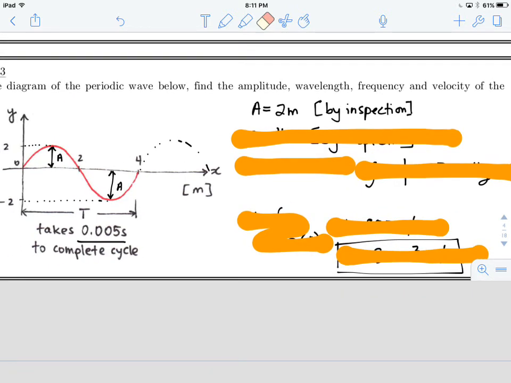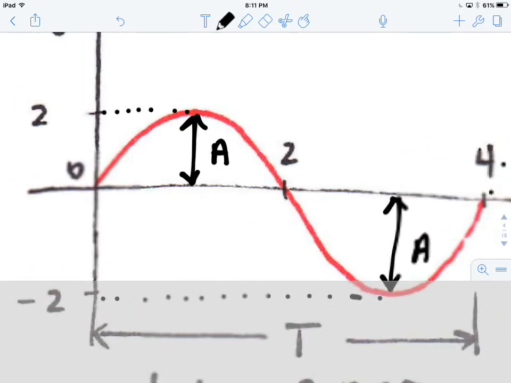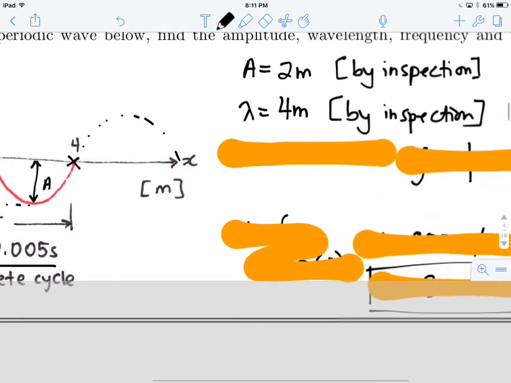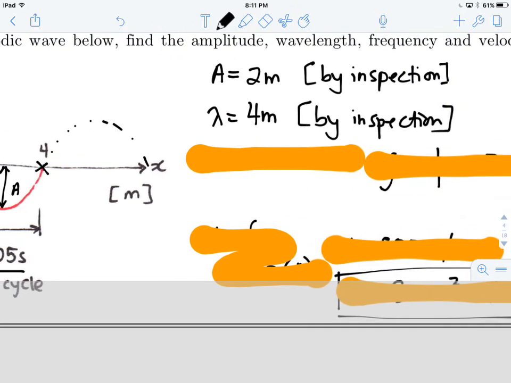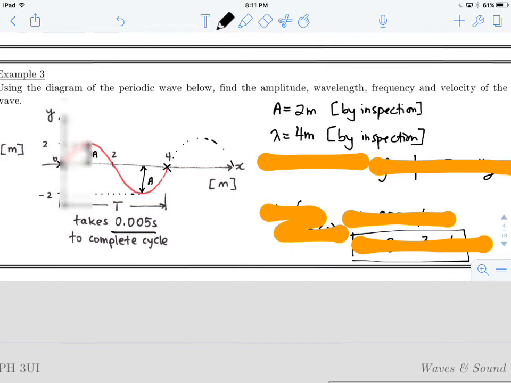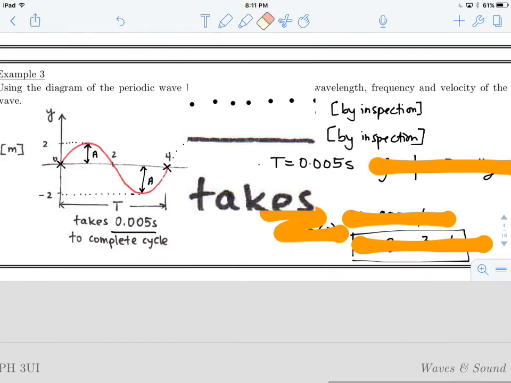The other thing that we can solve is, of course, the wavelength. The wave physically starts here and ends here, so I can measure this distance along the x-axis, 0 to 4 meters. And so the wavelength of this wave is 4 meters. I've solved this, again, by inspection. The period was given to us.